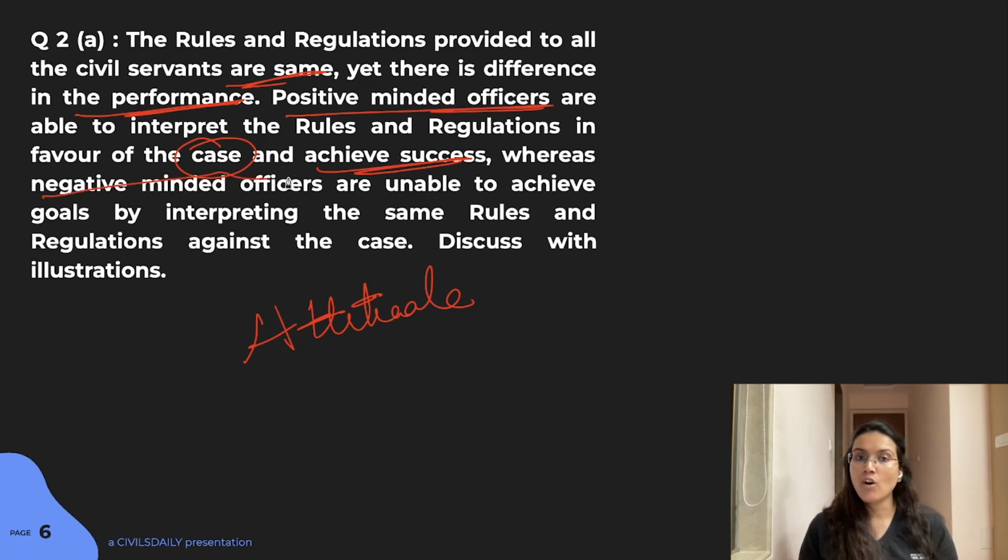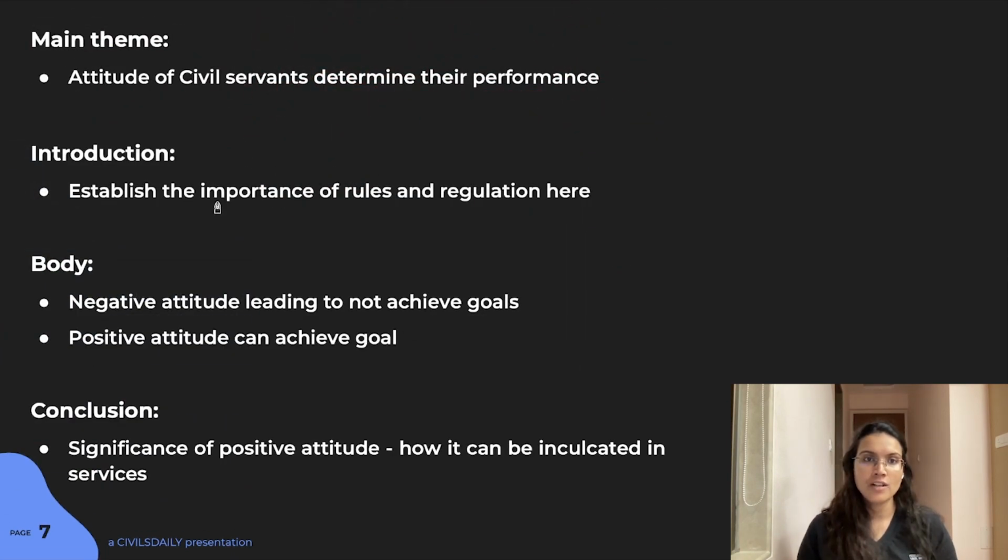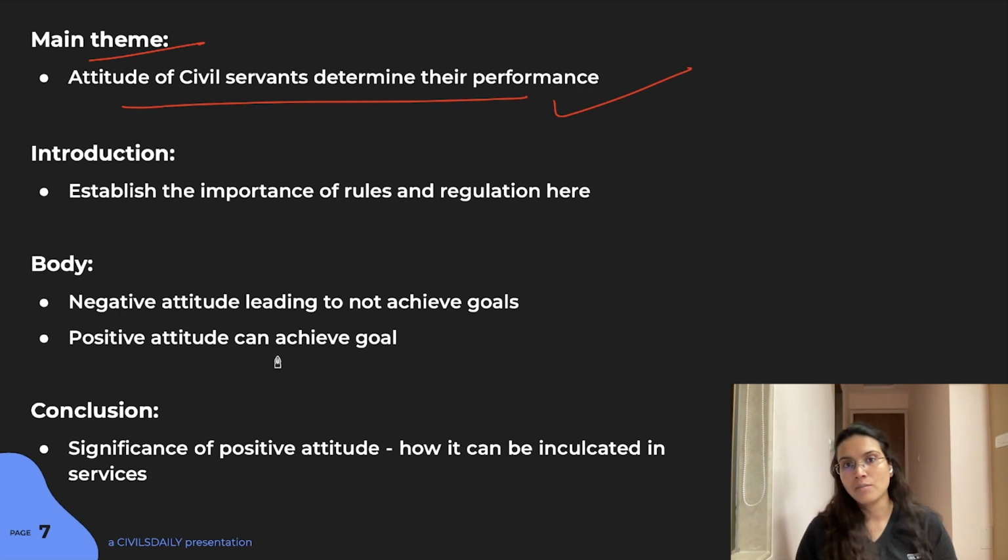Negative minded officers are unable to achieve goals by interpreting the same rules and regulations against the case. So basically, it's your attitude. You have the same set of things available to you, but your perception of those things actually determines your performance. So the whole question is not revolving around rules and regulations, it's revolving around attitude. The main theme is the attitude of civil servants, and how it determines their performance.